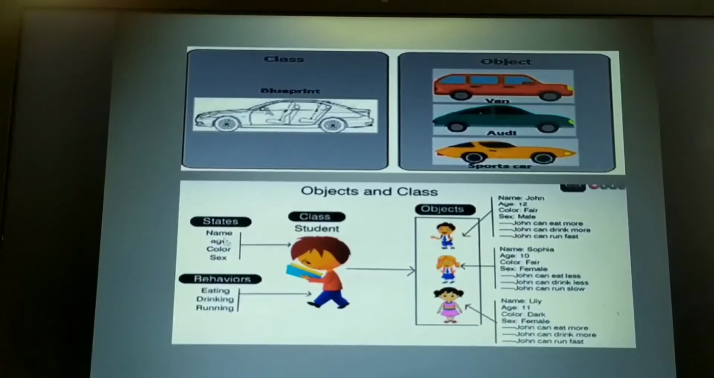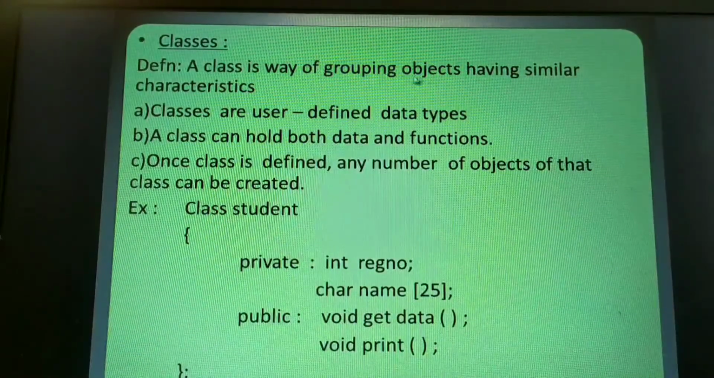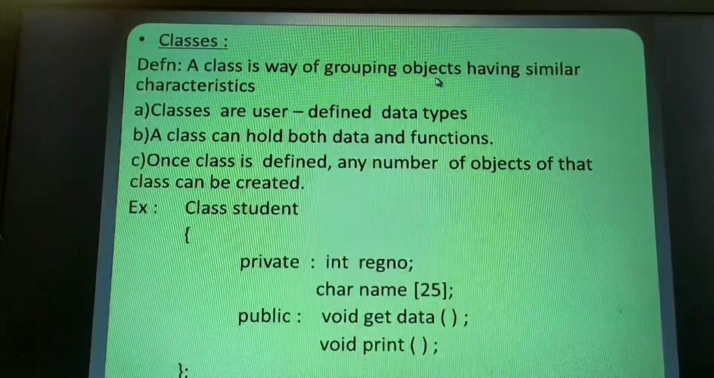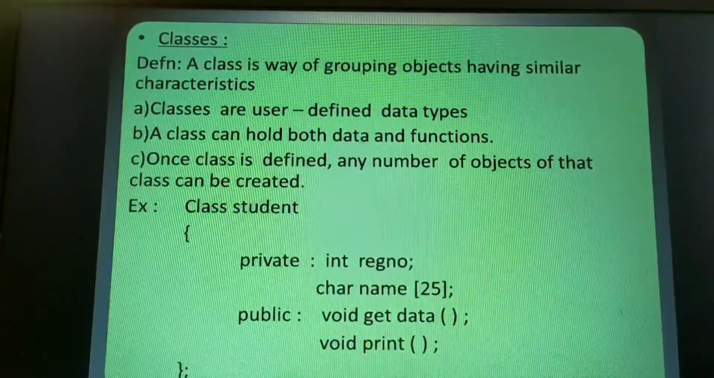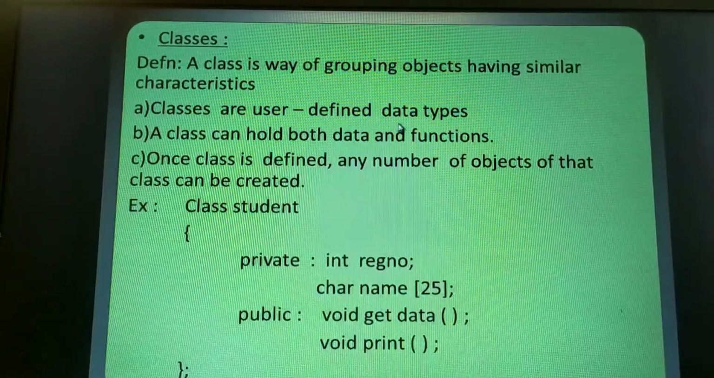Then any objects that have similar characteristics, I can group under a single common unit known as the class. I hope you are understanding. That's why I have grouped all these three objects under the class known as student. That's the definition here: a class is a way of grouping the objects that have similar characteristics. Then I can call this class a user-defined data type.